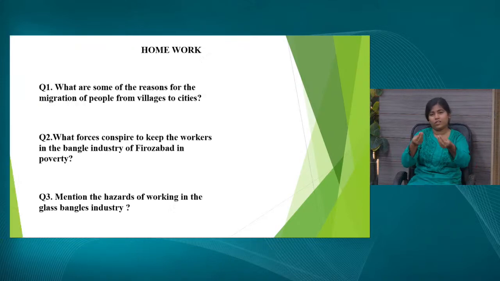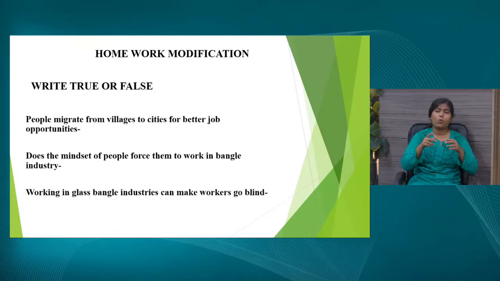Sure. As you can see, the homework questions are general questions available at the end of the chapter. There are 3 questions, but for children with special needs we can modify these questions, because they sometimes face difficulties in writing long answers. For example, there is a question: what are some of the reasons for the migration of people from villages to cities? First, we can explain to the children what migration means. Then, as I have done in the next slide, we can have a true or false question.